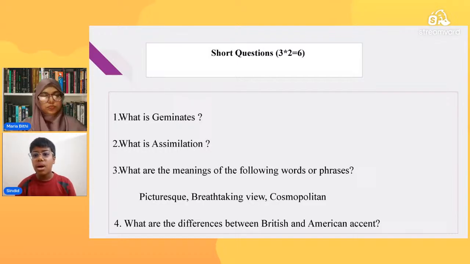Next, what are the differences between British and American accent? Well, the differences between American and British accent is R sounds and A sounds. In American, they pronounce the R, such as better, water, etc. And in British accent, they do not pronounce it the same way. And also the A sound, such as in plan. So that's it, miss.